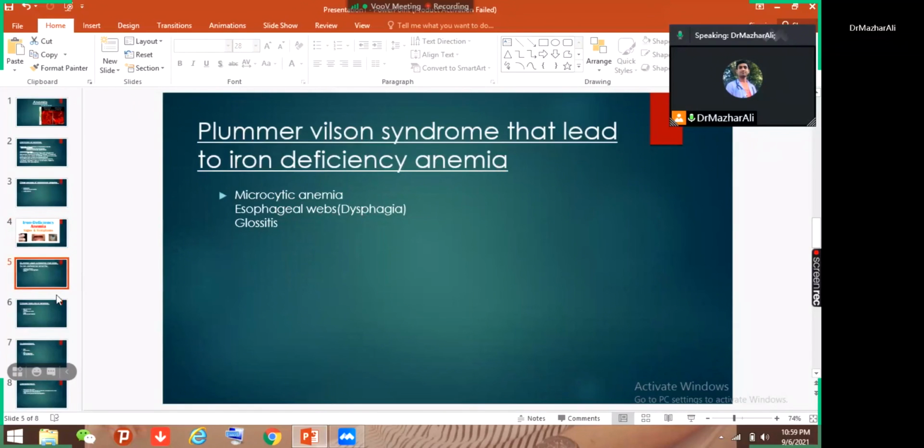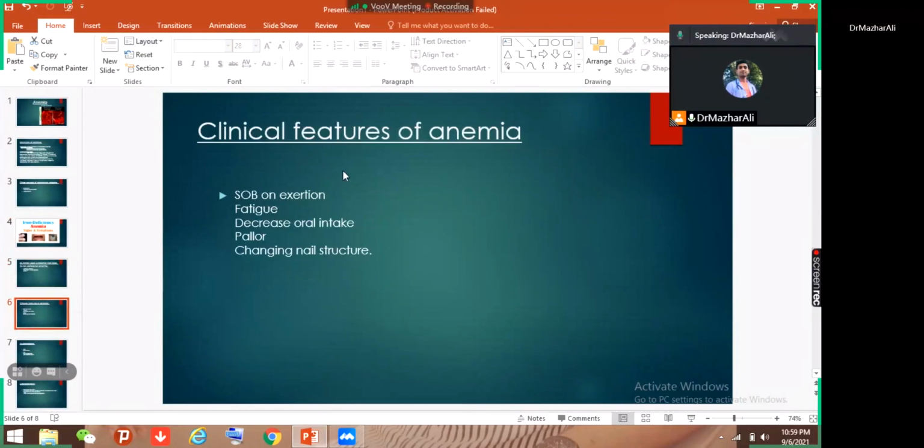Then what are the clinical features of anemia? Here are some clinical features. As you can see: shortness of breath on exertion, fatigue, decreased oral intake, pallor, and changing nail structure. These are some clinical features that a patient presents with when they have anemia. In any type of anemia, these symptoms are common. It doesn't matter whether it is microcytic, macrocytic, or normochromic, the typical sign and feature will be the same.